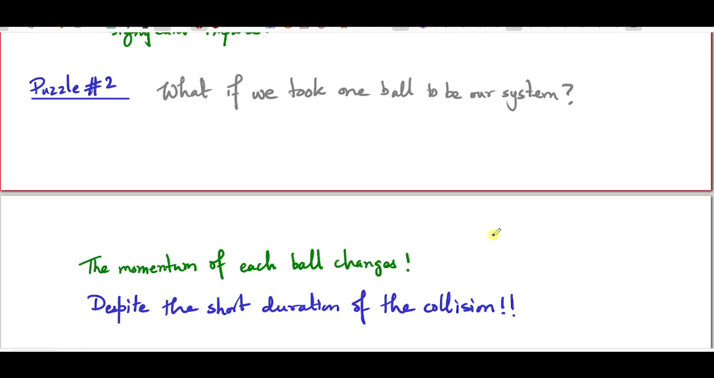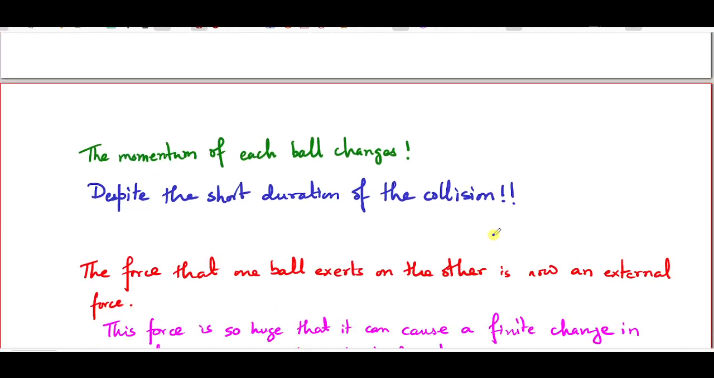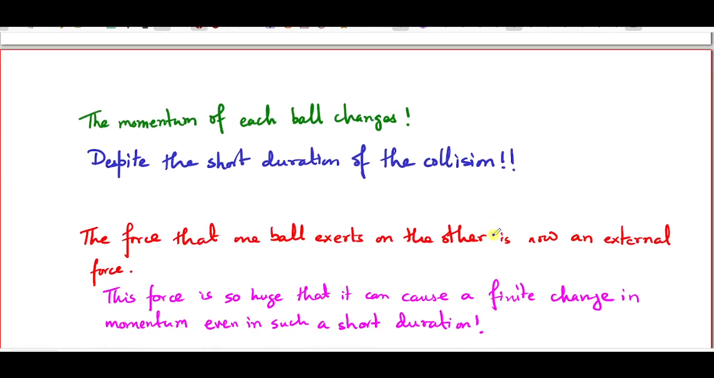And the answer, of course, lies in the fact that now we have a new external force. When we took two balls together as our system, the force that one ball exerts on another was an internal force. In fact, each ball produced a force on the other one, and these forces being equal and opposite, being action-reaction forces, cancelled out in the overall net force summation. But now this will no longer happen.